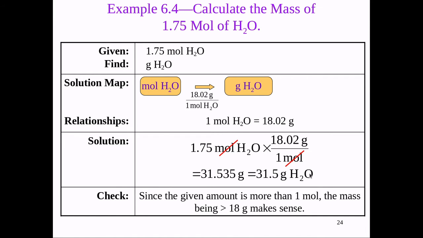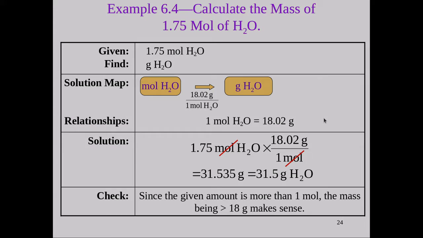Let's look at our check. Since the given amount is more than 1 mole, the mass being greater than 18 makes sense, right? We had almost 2 moles, so we get almost double 18.